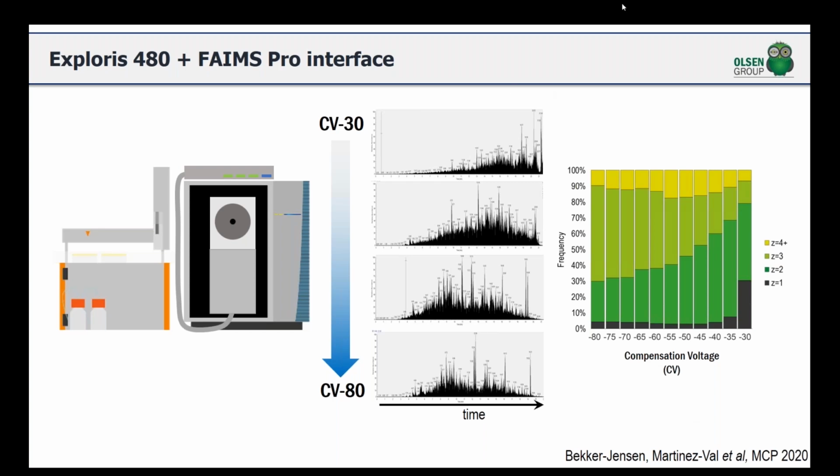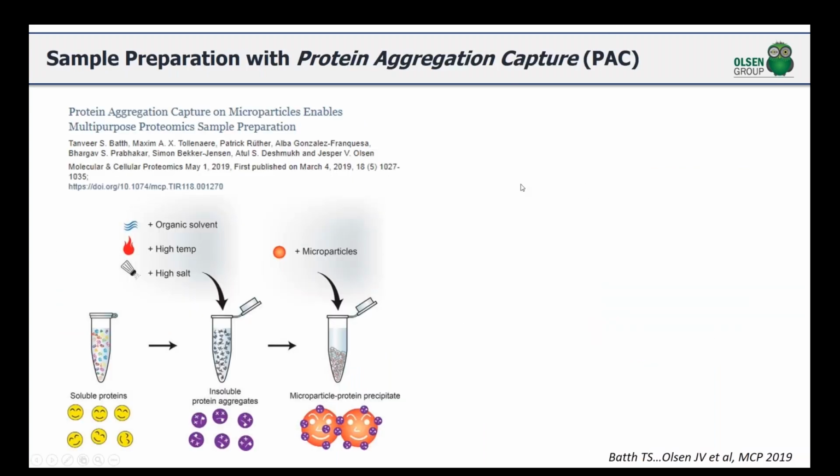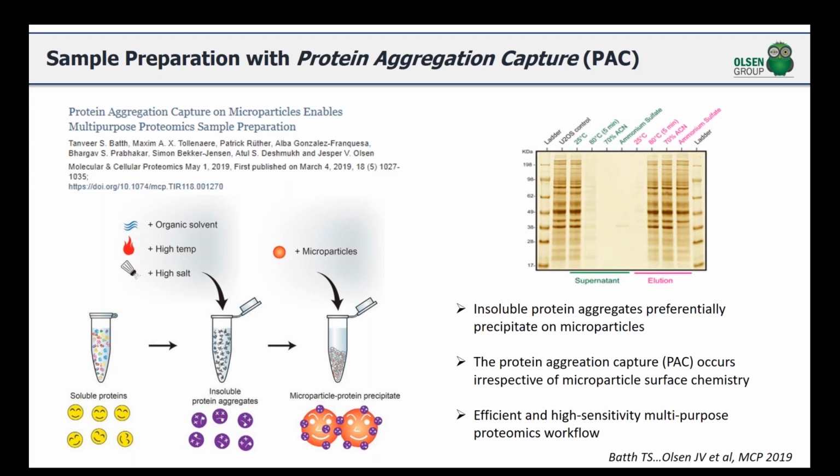For all the data that I'm going to show you, we've used this sample preparation method called protein aggregation capture, where we use either organic solvent, high temperature, or salt to basically precipitate proteins out of solution directly on microparticles. And when we use magnetic particles, then we can very effectively concentrate them on the beads and do very efficient digestion and basically buffer exchange.